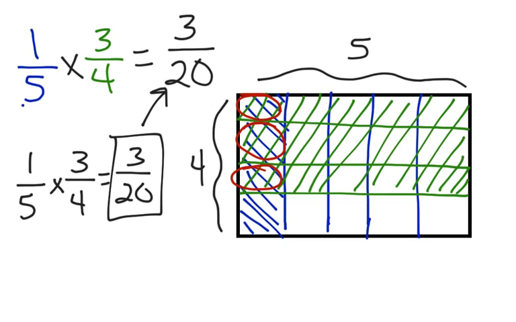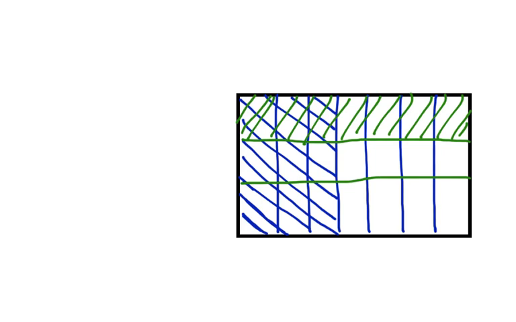Now I'm going to give you an example of a grid that's already shaded in, and I'd like you to determine what two fractions are being multiplied. Here's the grid all shaded in two different ways. I'd like you to pause the video and try to figure out what two fractions are being multiplied here. Pause it now. I'll show you how I worked it out.